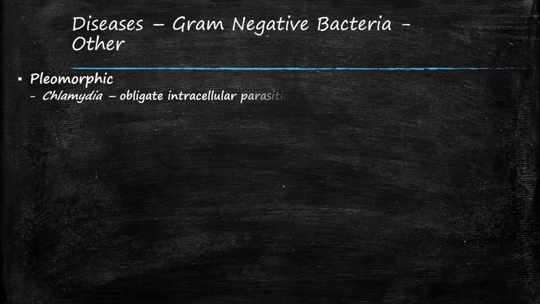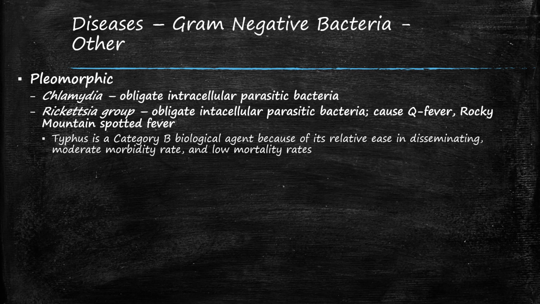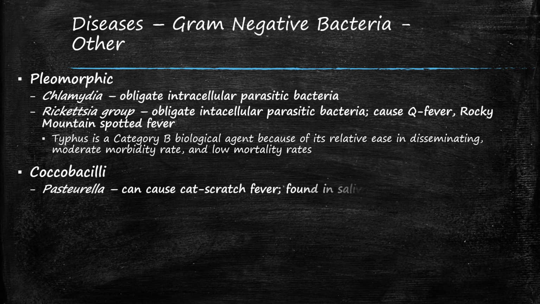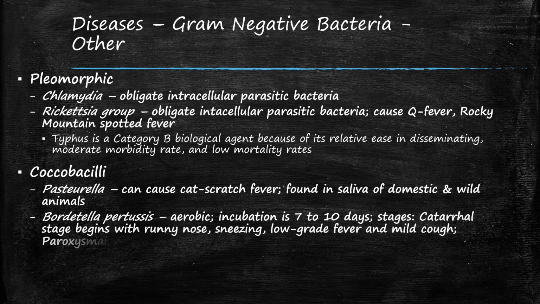So other gram-negative bacteria, we have our pleomorphic bacteria like chlamydia, which is an obligate intracellular parasitic bacteria, so it has to live inside the cell. We have the rickettsial group, obligate intracellular parasitic bacteria causing Q fever, Rocky Mountain spotted fever. We have typhus in this group. It is a category B biological agent because of its relative ease in disseminating and moderate morbidity rate and low mortality. Then we have more of our coccobacilli, like the Pasteurella, which can cause cat scratch fever. And then we have Bordetella pertussis, which is an aerobic bacteria.